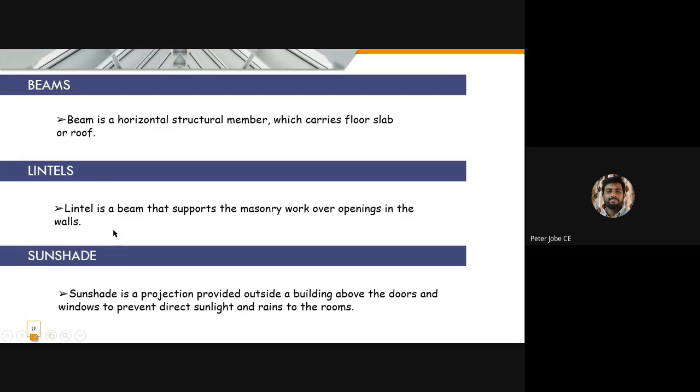And next is lintel. Lintel is a beam that supports the masonry work over openings in the walls. So as I told earlier, wherever we are providing an opening for windows or ventilation or doors, we should provide a lintel above that. So it's a beam we are providing over the openings on the walls. Can I ask anyone, what's the difference between beams and lintels?